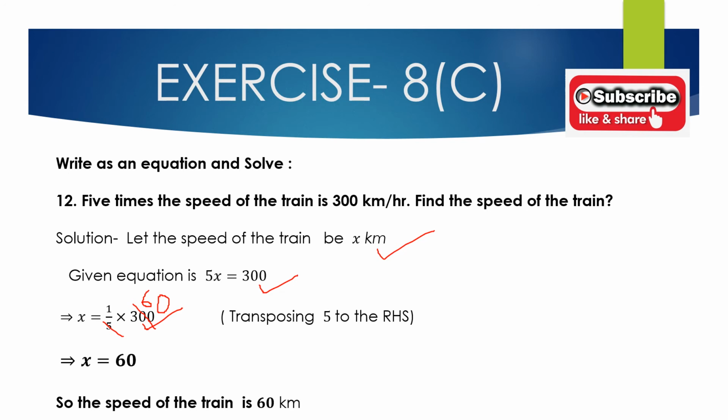Now we get the value for the variable x is 60. Now we get x equal to 60 km per hour. So the speed of the train is 60 km per hour.